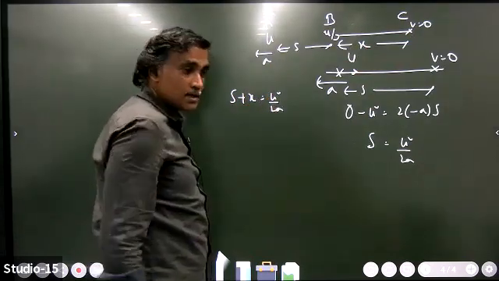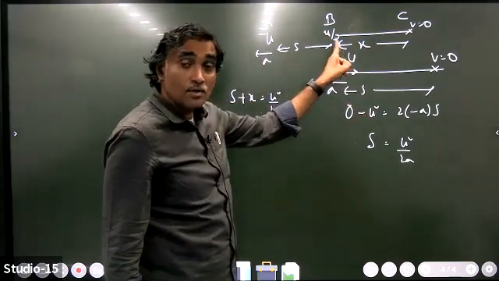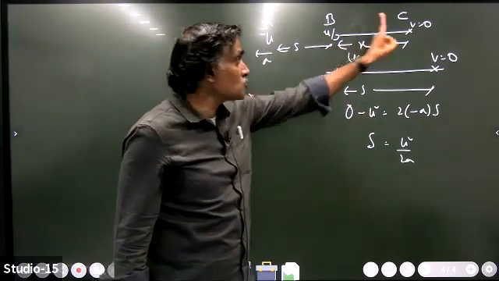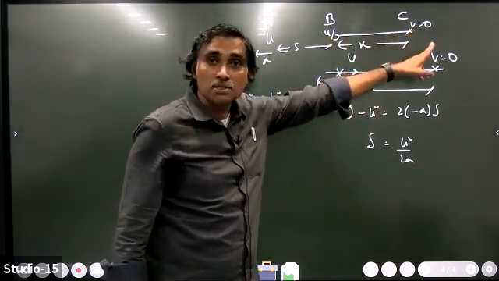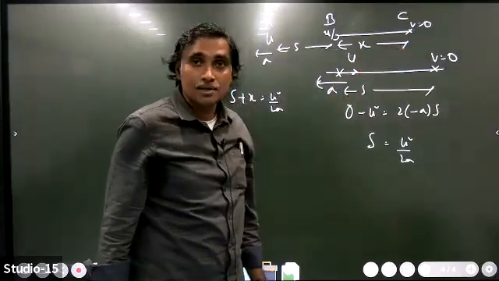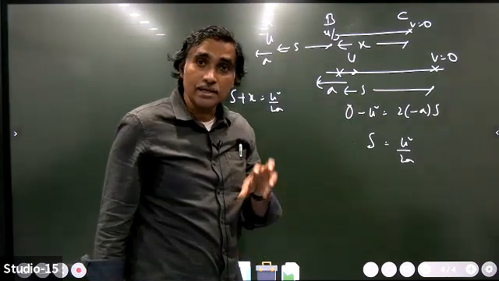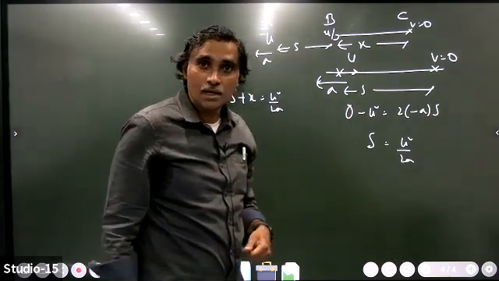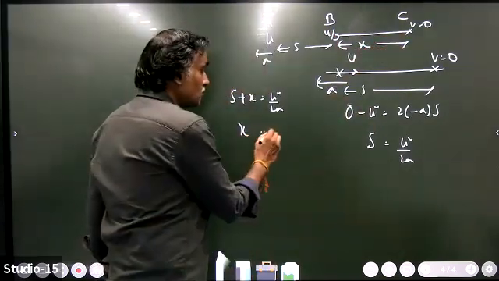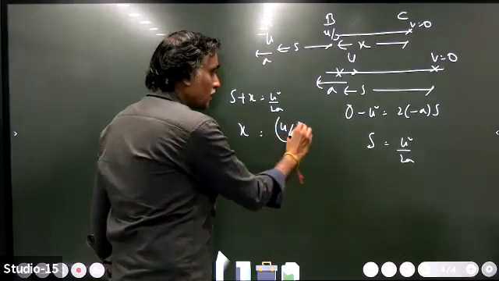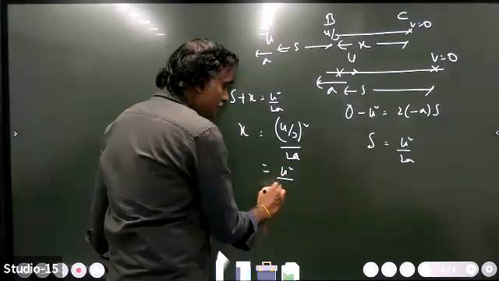Similarly, if you consider motion from B now for the same car, what is the initial velocity? u by 3. And it stops here at C. Then what is the stopping distance from B to C? x. What is the initial velocity? u by 3. Then the stopping distance is initial velocity whole square by 2a. So x is equal to u by 3 whole square by 2a, that is nothing but u square by 9 into 2a.